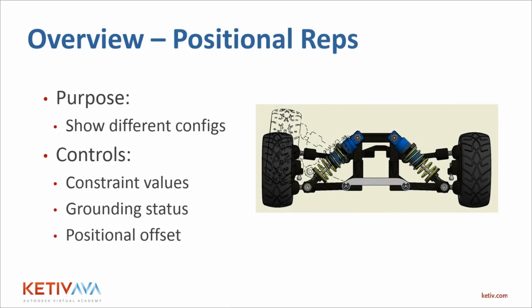Next thing we're going to talk about is positional reps. Again, very similar story to view reps. We're not necessarily concerned with the visuals of the model anymore, but we are concerned about the physical configurations of the model now. The sample I have here in the picture, which we'll get into in a little bit, is a little RC suspension system. You can see the suspension could have different positions, essentially: one where the springs are compressed, one where they're extended. Ultimately, these different positional reps, instead of controlling the visuals, control the positions.